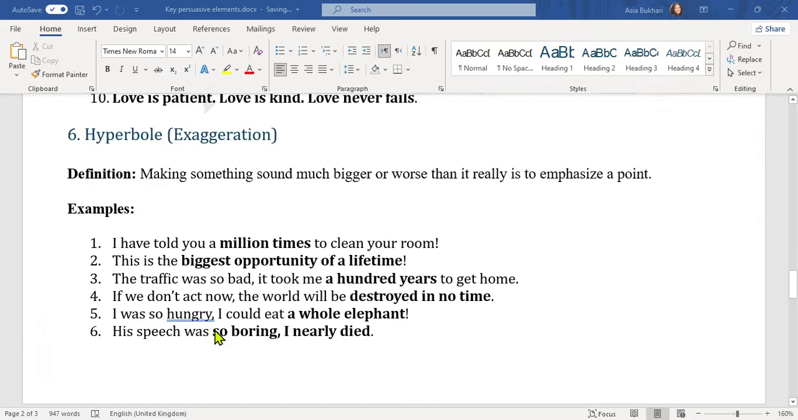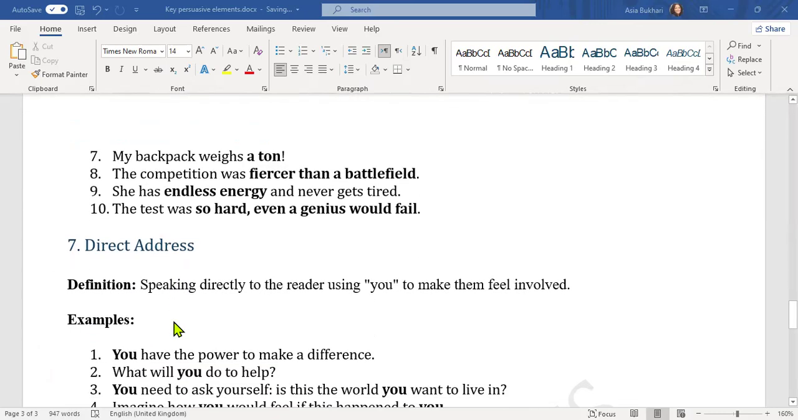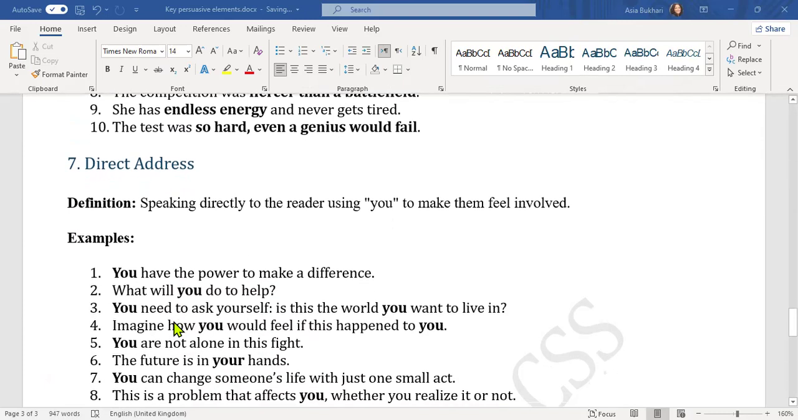Another very important thing is the use of exaggeration or hyperbole. Here you make either something bigger or something minimal. Look at the example. I've told you a million times to clean your room. Look at this, that increase of effect. This is the biggest opportunity of a lifetime. This is not true, but you see that it is creating an effect here. So this is how you have to bring an effect by exaggerating. Okay, so this is again very important, and these are really very common things, and even by watching this video till the end, I'm sure that you can easily bring them in your writing.